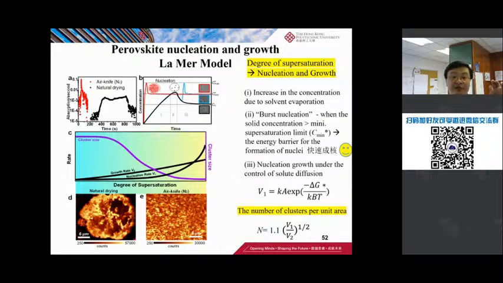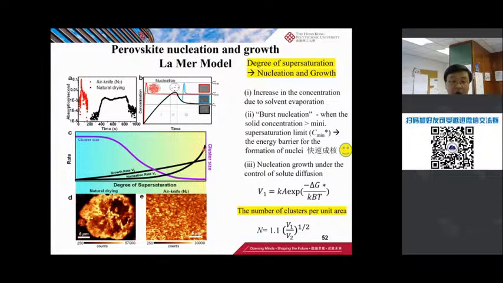nucleations there. For the natural dry, you dry slowly, and when you go over it, you will nucleate, but then you go down. So they'll have fewer nucleates there. Okay, so we see that the nucleation rate and the cluster size of the perovskite nucleates are comparable to each other. Okay?